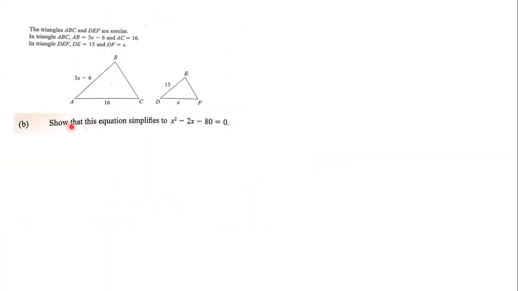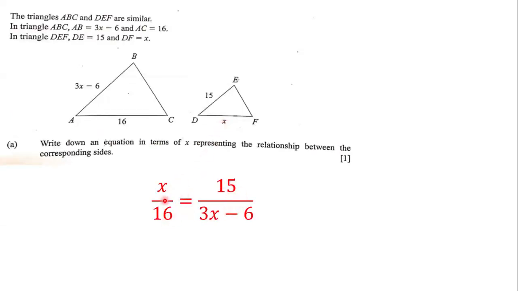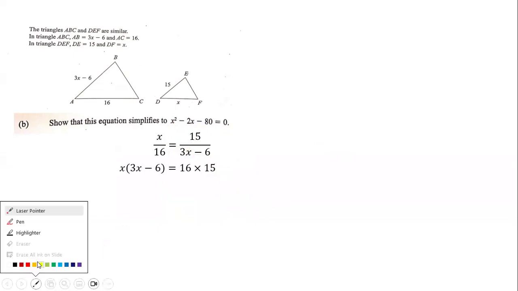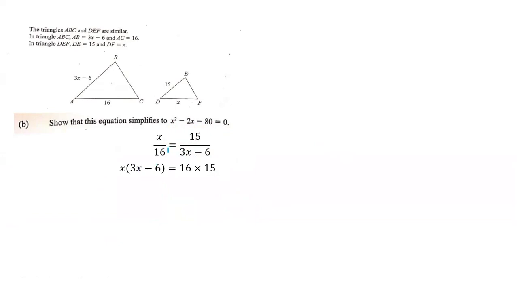Next, it says, show that this equation simplifies to x squared minus 2x minus 80 is equal to 0. This is the equation that we got, and we have to show that it simplifies to x squared minus 2x minus 80 is equal to 0. So we have x over 16 is equal to 15 over 3x minus 6. The first thing we're going to do is cross multiply. That means we take 16 and multiply it by 15, and we take 3x minus 6 and multiply it by x.